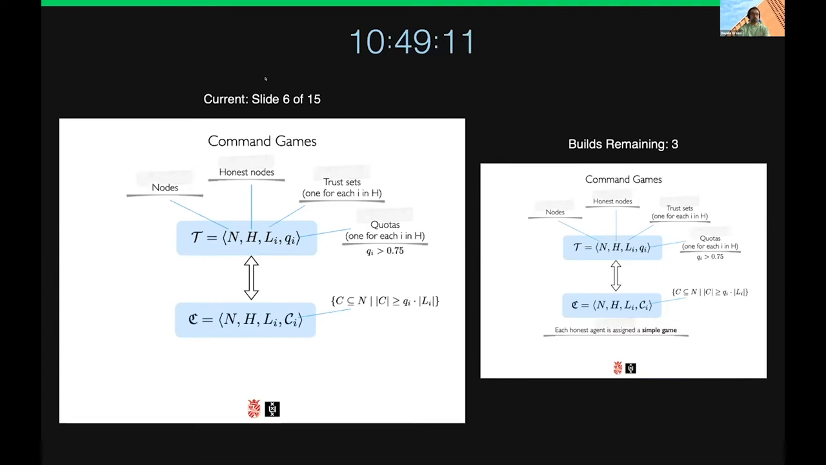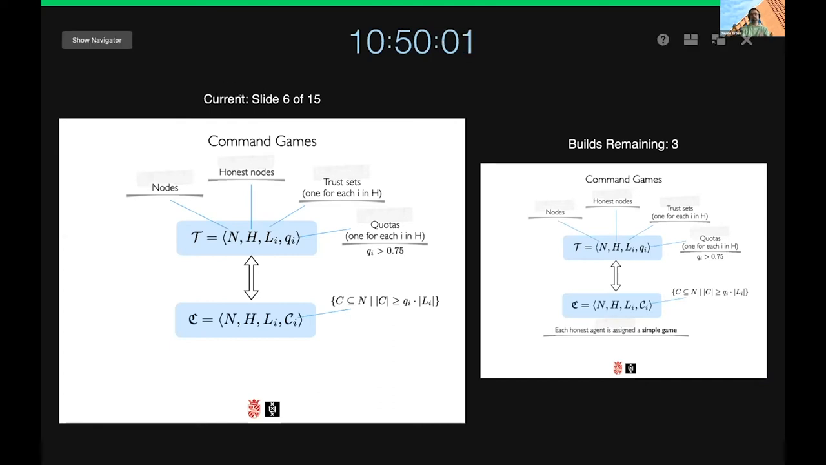So we have a set of nodes, capital N, we have a set of honest nodes, capital H. We have a set of trusted nodes, and then we have this calligraphic C, which in the command games literature would be defined simply as a set of players, or set of nodes in this case, that if they agree, they can determine my opinion. So it's terminology from game theory, a set of winning coalitions for agent or node I. Of course, in this case, what is a winning coalition? What is the coalition that can determine my opinion is just given by the size of that coalition.